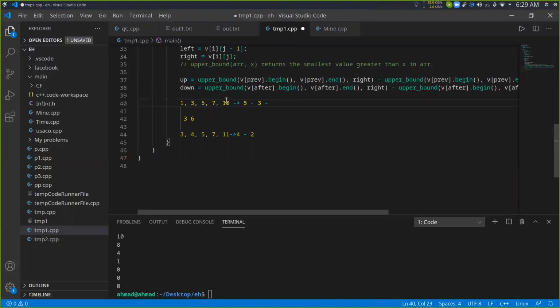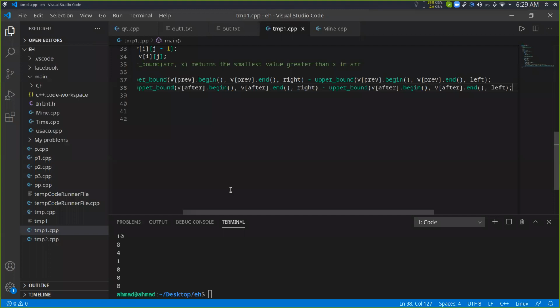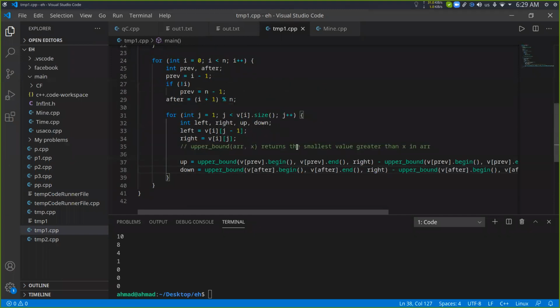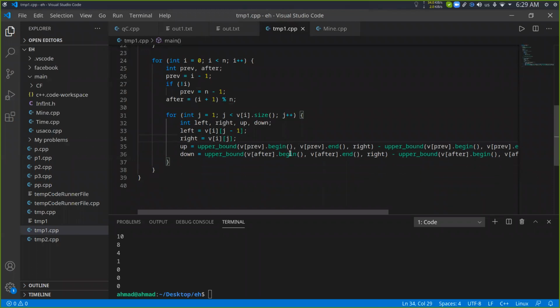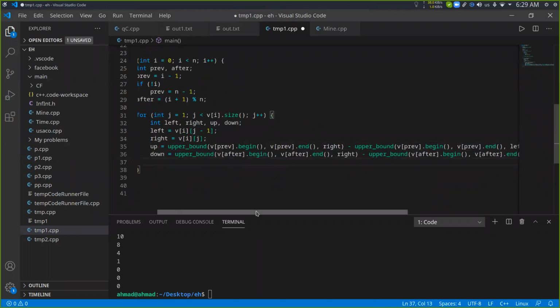Okay, so now we get the upper bound, which is 7. It will be at 4, and then 4 minus 3, which is 5, will be 1. And we actually have only one bridge between them. And here we're getting the upper bound, which is 4 minus 2, which will be 2, because we have 4 and 5 between 3 and 6. So this formula will always work without any case handling. Okay, that's how we calculate the number of bridges.